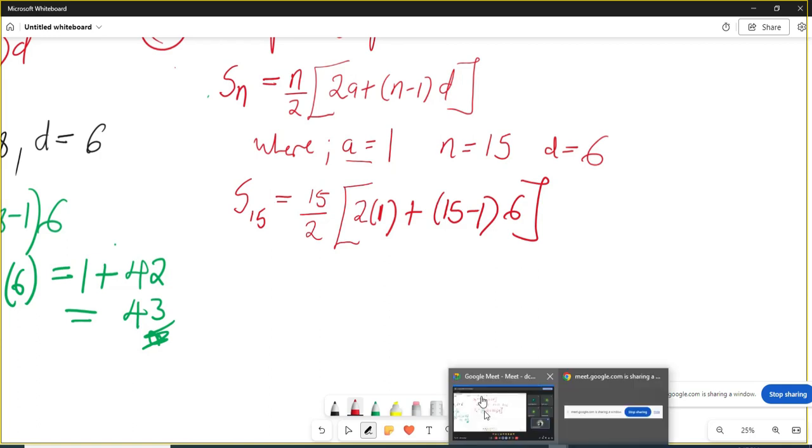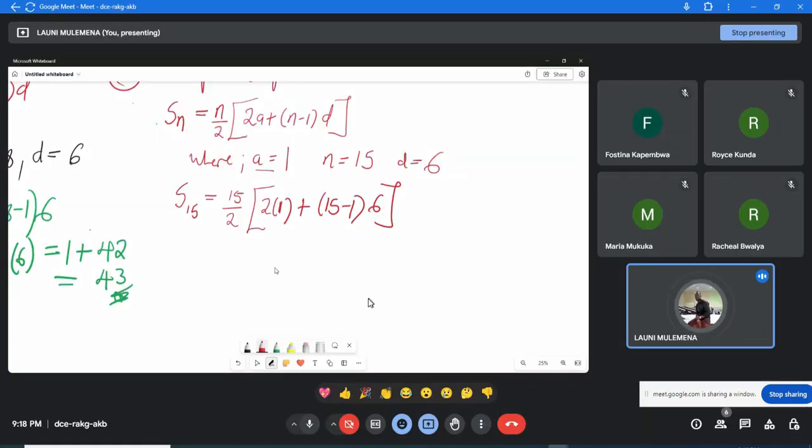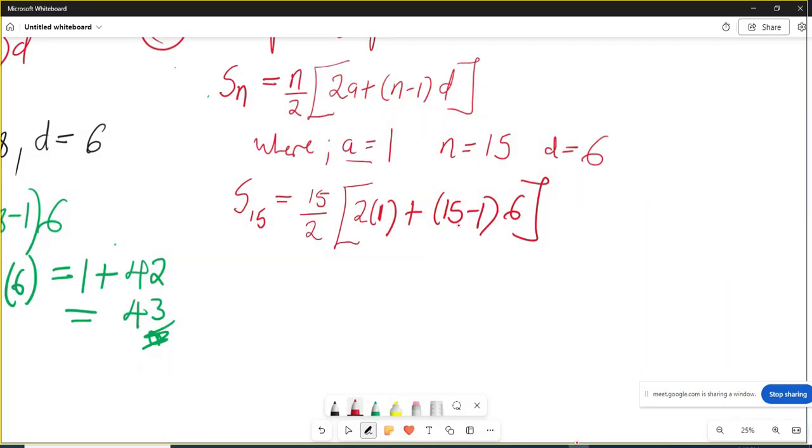Remember, guys, this is paper one. Paper one, how you simplify matters. The way you are simplifying paper one calculation is very important. Remember, you are not allowed to use a calculator. Okay, so what we'll do is let's first find the values of what is inside these brackets. Let's try to multiply for us to come up with their values.